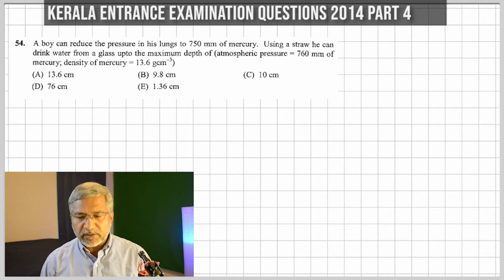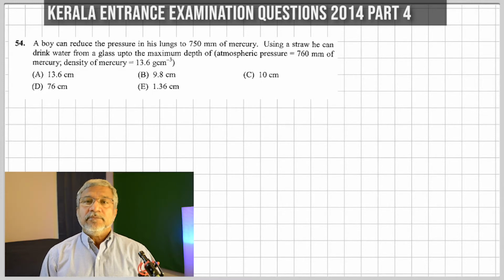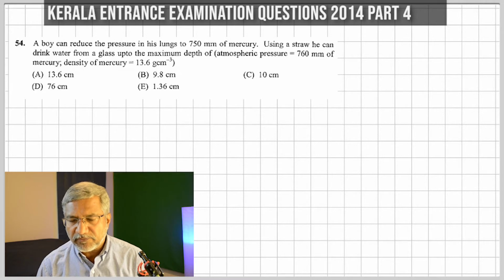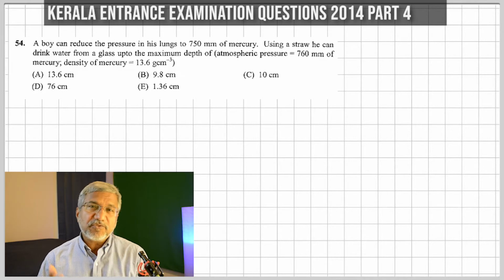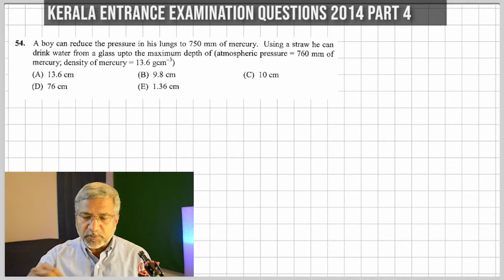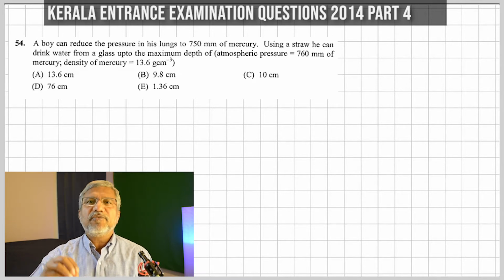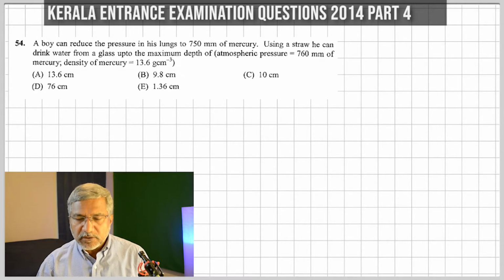54. A boy can reduce the pressure in his lungs to 750 millimeter of mercury. So when he pulls the air using a straw, he can drink water from a glass up to the maximum depth of atmospheric pressure, 760 millimeter of mercury. If this boy can reduce the pressure in his lungs to 750 millimeter of mercury, then how big can the straw be?